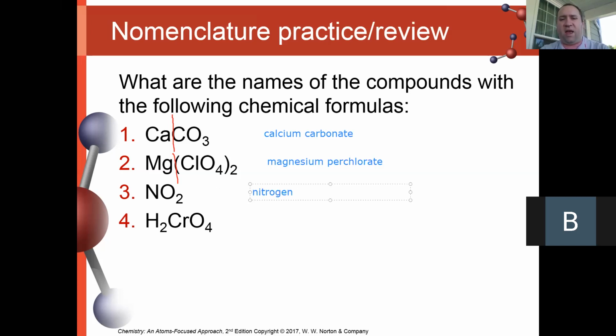The second atom is oxygen. There are two oxygens, so the prefix di gets applied. And we also change the ending of oxygen to IDE, and that's because that's what's done for every covalent compound. So we put that together. We had N1, so nitrogen, O2, dioxide. Nitrogen dioxide is the name of this compound.